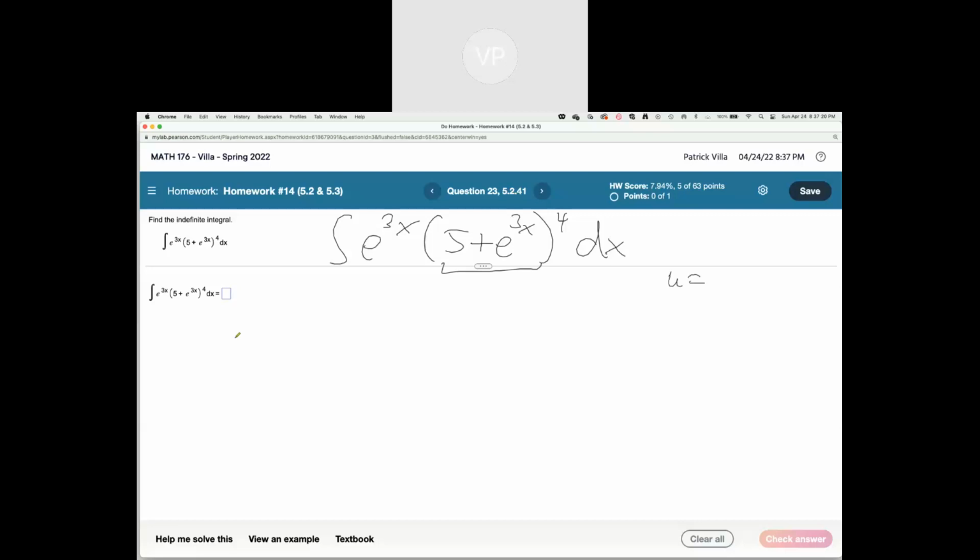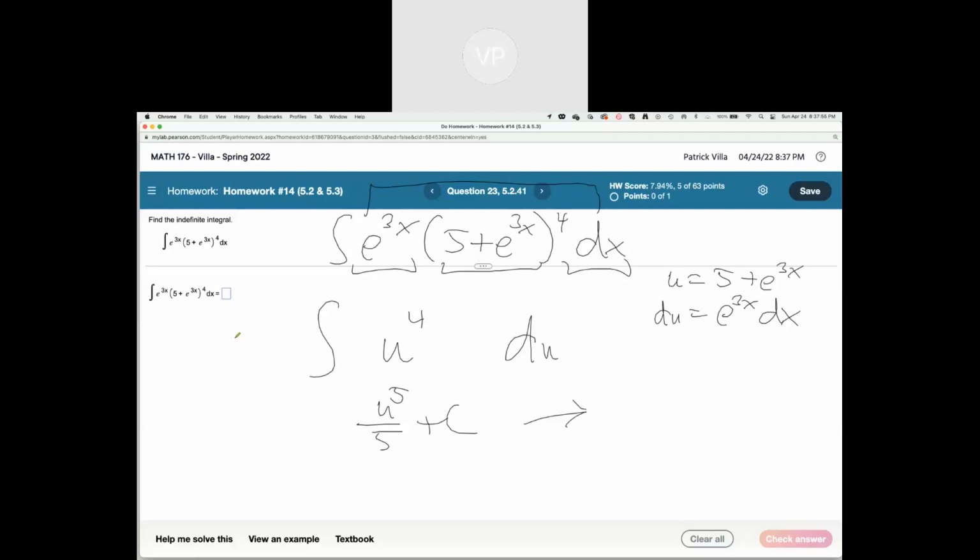That's going to be the u: 5 plus e to the 3x, the entire parenthesis. Now, what's fun about this one is the du is e to the 3x dx. That happens to be the thing that I have right here and right here. So like I was saying earlier, you kind of kill 2 birds with 1 stone. This and this become the du. And that entire parenthesis becomes u to the 4th. And look how easy you've made the problem. u to the 4th du. Well, that's u to the 5th over 5 plus c.